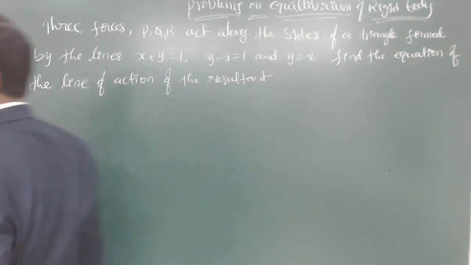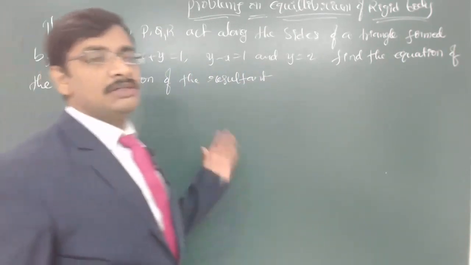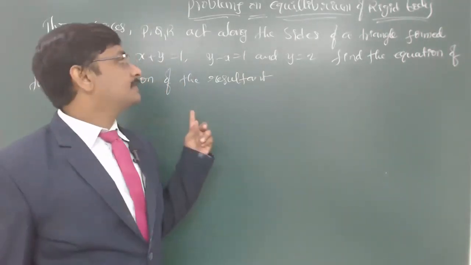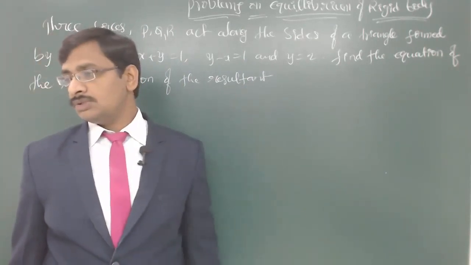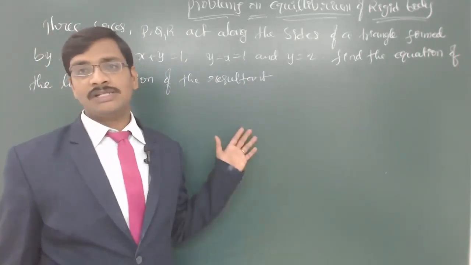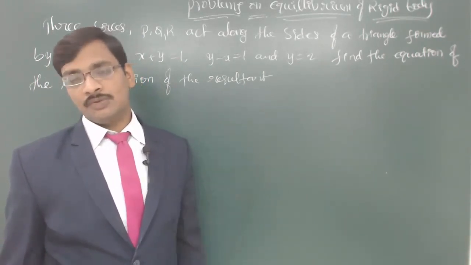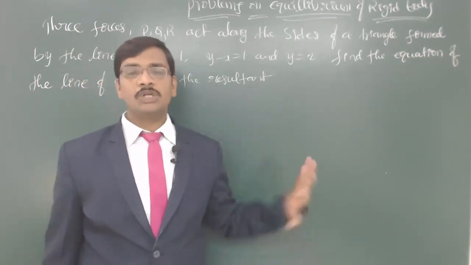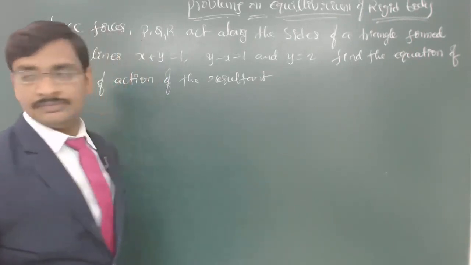Can you try to solve this? There are three different forces and all the three are acting on the sides of a triangle which was formed by the lines x plus y is equal to 1, y minus x is equal to 1 and y is equal to 2. So, these are the three different lines on which the line of action of each individual force is there. Now, the combined effect of all the forces together, we need to find out the resultant line of action. Right? Can you try to solve this?